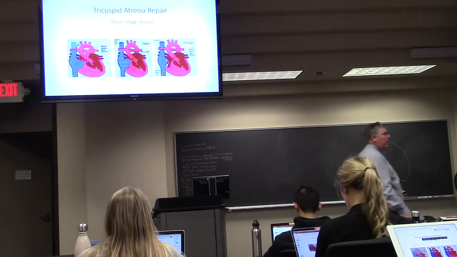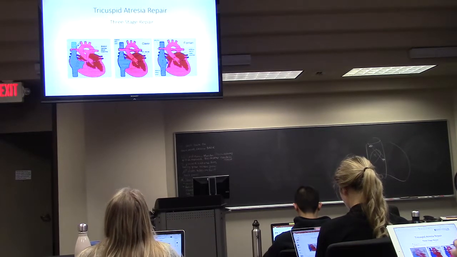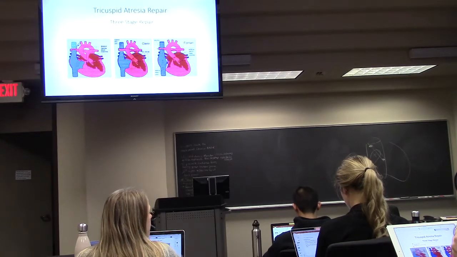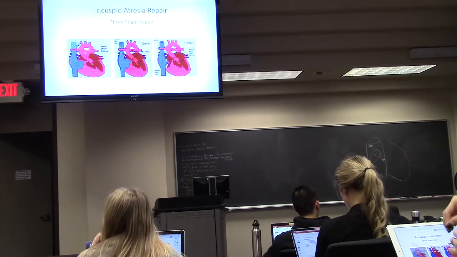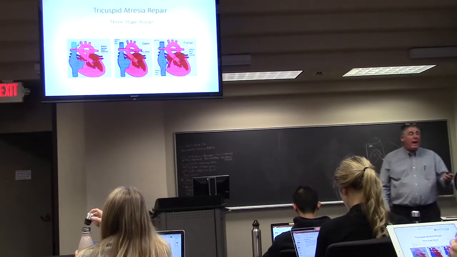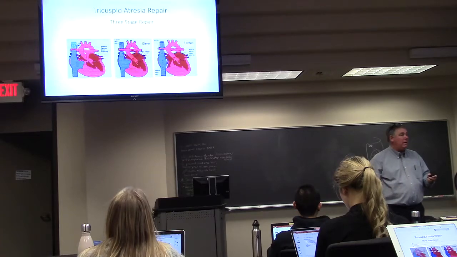So the atresia, does it have to have the ASD and VSD, or could you replace the VSD with the PDA? Yes. As long as you can get blood from the right atrium into the lungs, you're good. Same answer. If you can't, you're dead. If you don't have an ASD, you're dead.